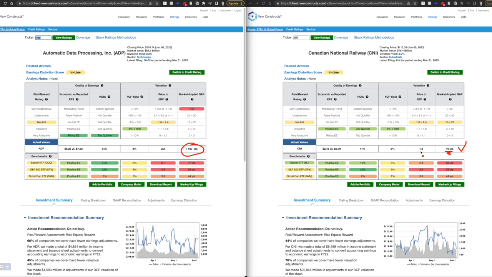CNI also trades for a lower price to economic book value and a higher free cash flow yield. Where we start to see ADP take the advantage is in return on invested capital, which is 34%, very impressive for ADP, puts it in the top quintile of all stocks in their universe, whereas CNI is only generating 11%.